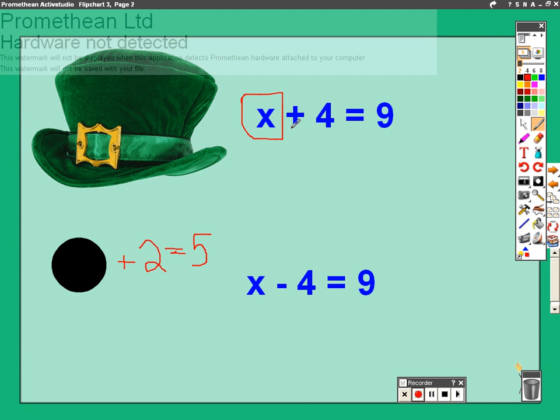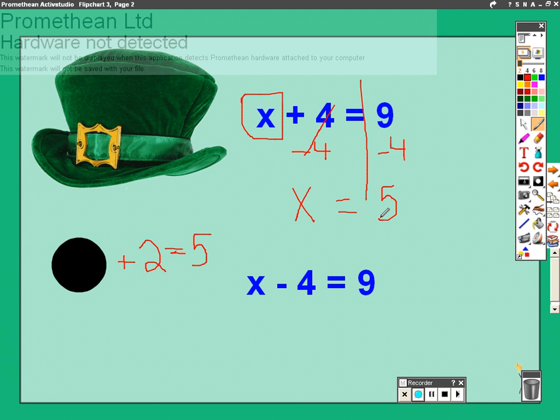So the way to get rid of a positive 4 or plus 4, is a negative 4, because positive 4 and negative 4 equals 0. But we need to keep everything balanced, so what I do to one side of the equation, I must do on the other side of the equation, the other side of the equal sign. So positive 4 and negative 4 cancel. My x comes down, my equal sign comes down, and 9 minus 4 is 5.